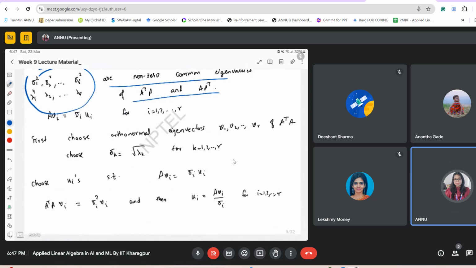Okay. So how will we calculate this Vi? Vi is nothing but the orthonormal eigenvectors of A transpose A. So for that you can calculate the Vi's. Once you have the Vi's, you can directly calculate Ui. So why are we not calculating Ui first? Because as we see, U has the dimension of M cross M, and V has a dimension of N cross N, and sigma has a dimension of M cross N.